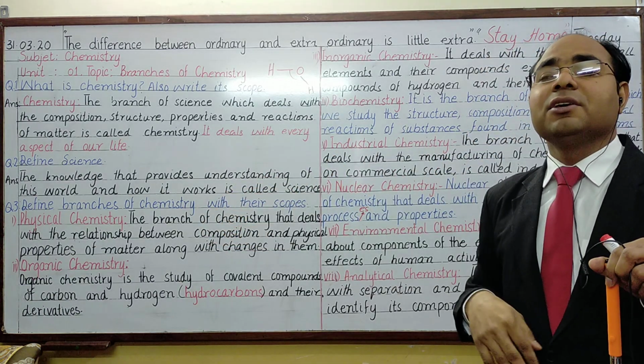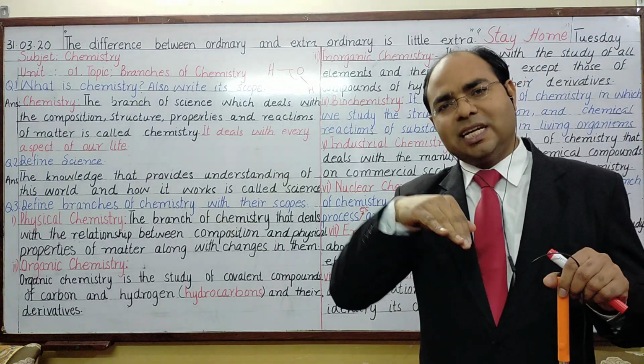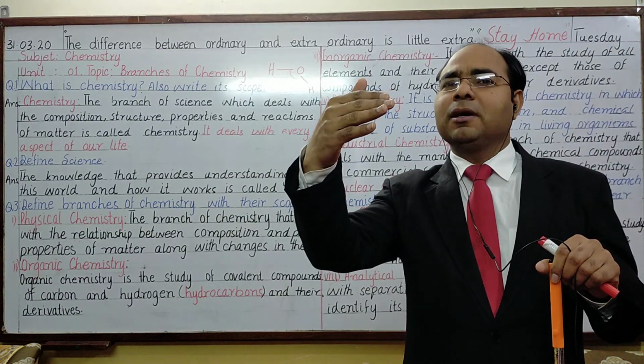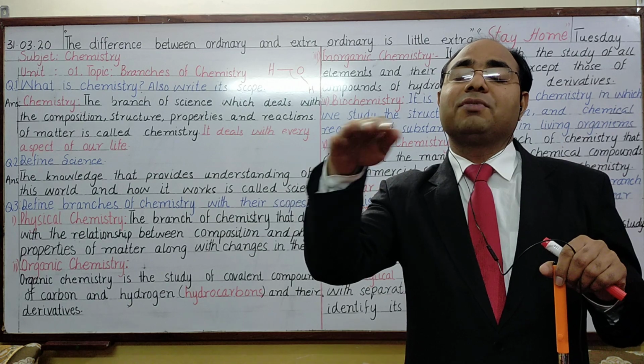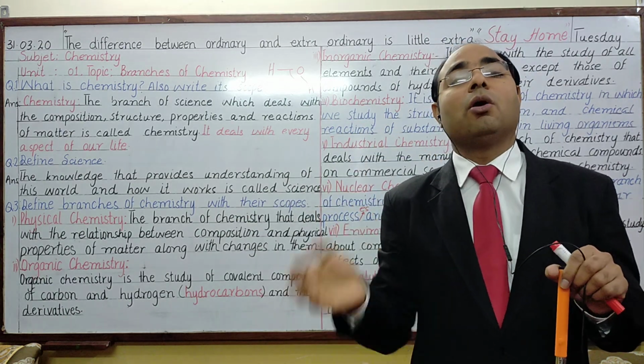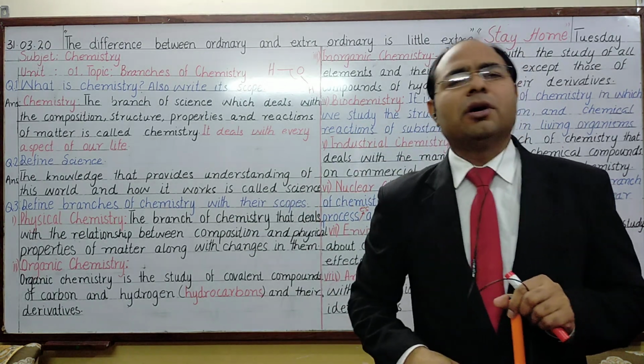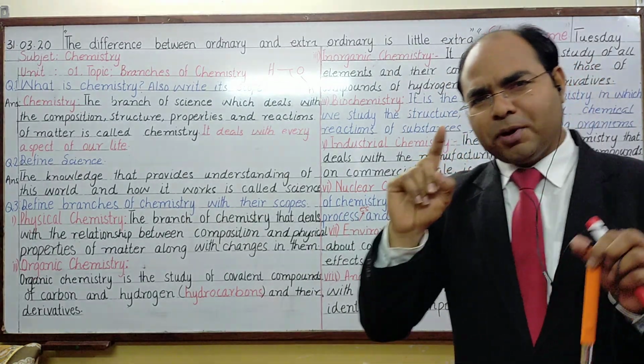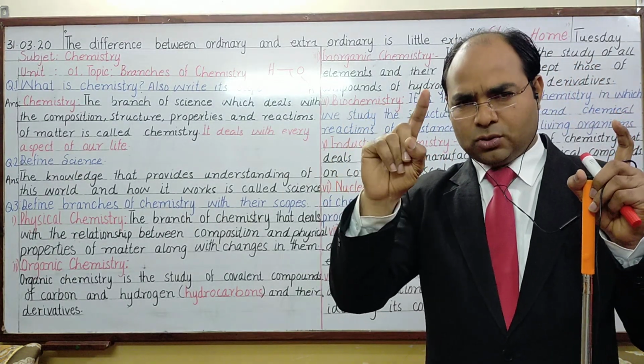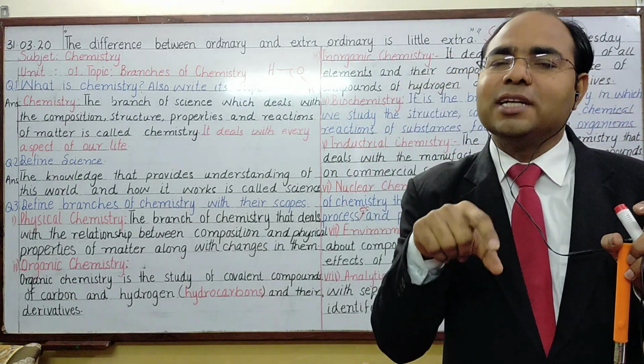So how would we say physical chemistry? It's a branch of chemistry that deals with the relationship between composition and physical properties, along with changes in them. Now how? Do you know oxygen is O2? It is made up of two atoms of oxygen. When it's O2, it's oxygen.